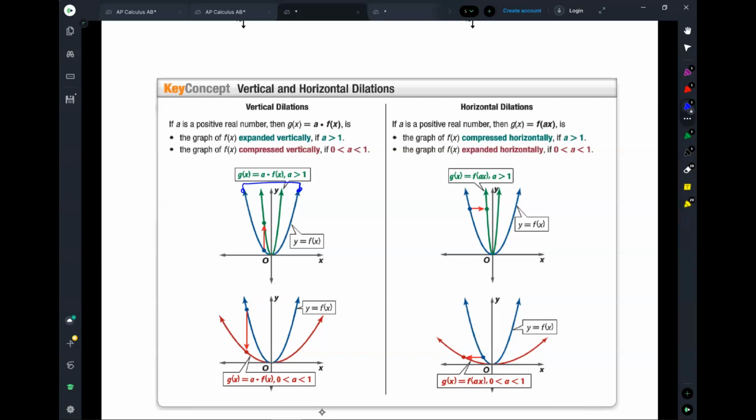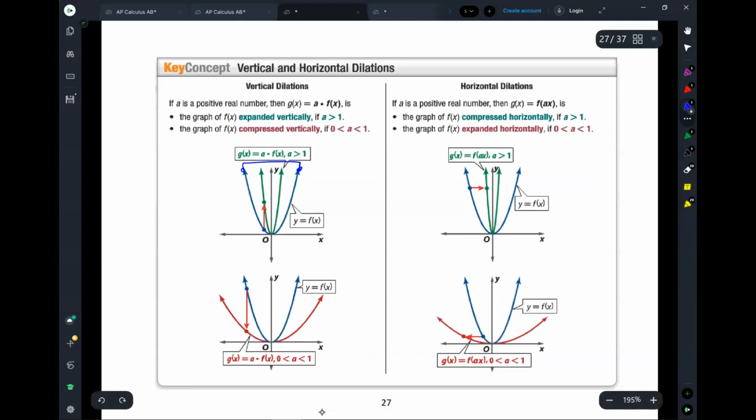So suppose I attach a handle here, right? And if I pull up, what happens? The whole thing gets stretched upwards and it narrows, right? If I were to pull up, it'll become this, the green one. So this is a vertical dilation. When you pull up, it's expanded vertically.